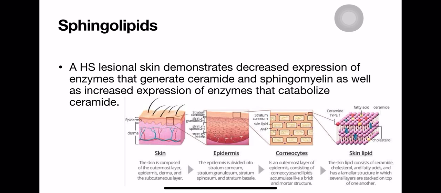Next would be the role of sphingolipids. So sphingolipids are membrane lipid signaling molecules. There are 3 main types: the ceramides, sphingomyelins, and glycosphingolipids. HS lesional skin was found to demonstrate decreased expression of enzymes that generate ceramide and sphingomyelin, as well as increased expression of enzymes that catabolize ceramide. Decreasing ceramide and sphingomyelin levels would disrupt the cutaneous barrier and cause immune activation.